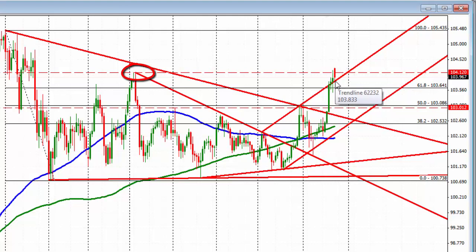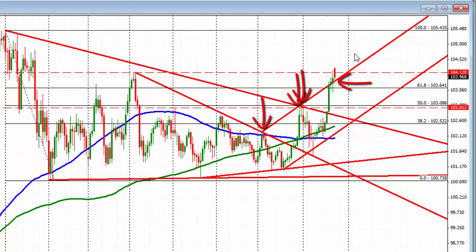We did come down to the underside of the broken trend line here, which had 1, 2, 3 different points on it. We moved above and below those levels on last week's Wednesday, Thursday, and Friday. Today we held support against that old trend line, so we'll see if the market can hold that level overnight and get back above the 104.12 level.